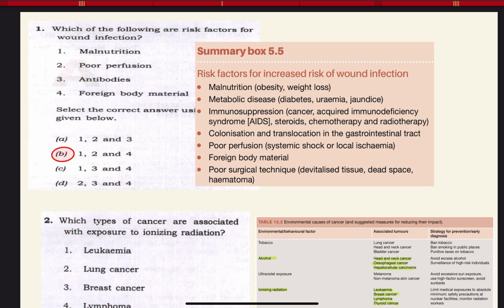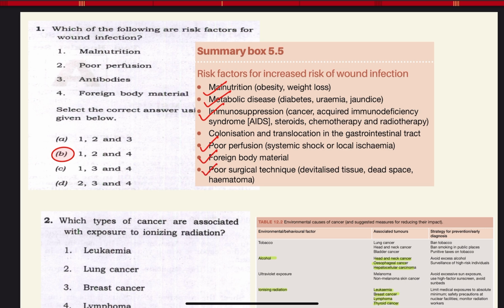Which of the following are the risk factors of wound infection? This question is from this table. The risk factors of increased risk of wound infections are malnutrition, metabolic disease, immunosuppression, colonization and translocation of GI tract, poor perfusion, foreign body and poor surgical technique.